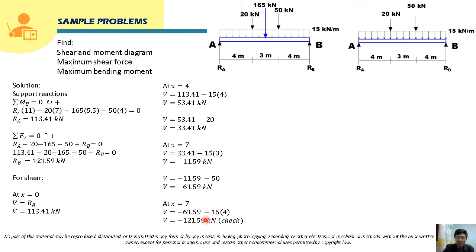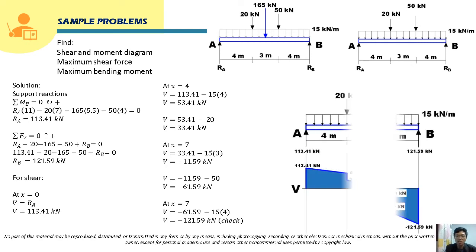In this case, class, negative 121.59. The reaction here is upward, therefore it will be positive. So negative 121.59 plus 121.59 will become 0, right? Therefore, class, we can say that our computation for shear is correct, since numerically the shear here and the reaction are equal. So we can say that our computation for shear is correct.